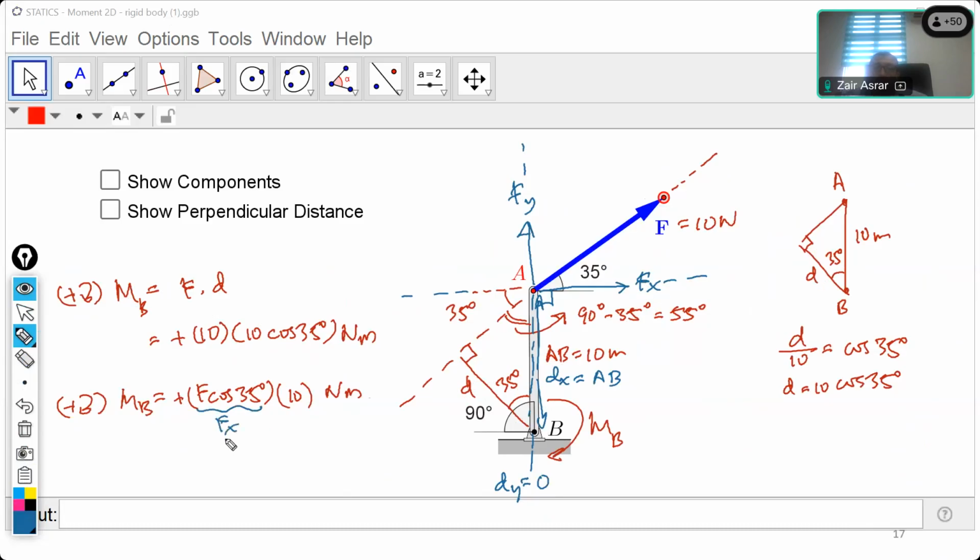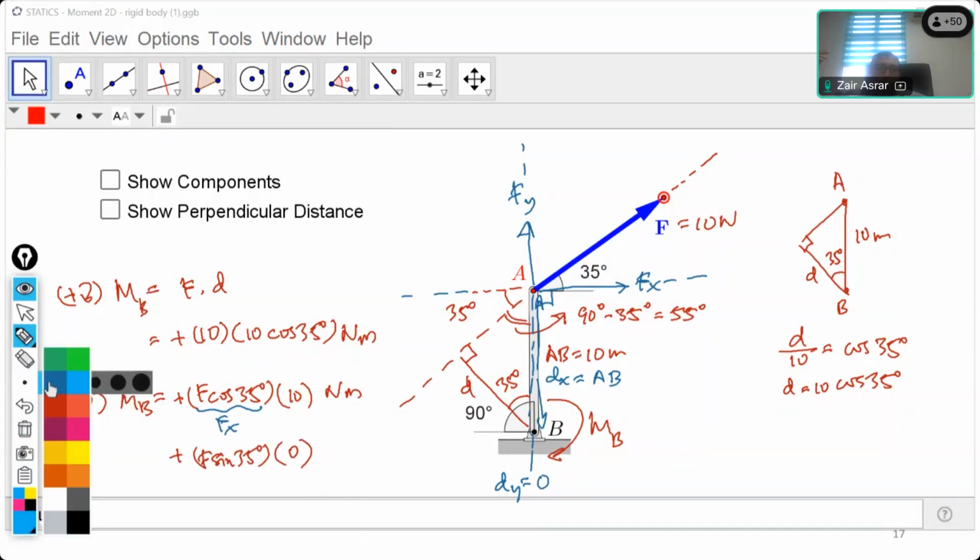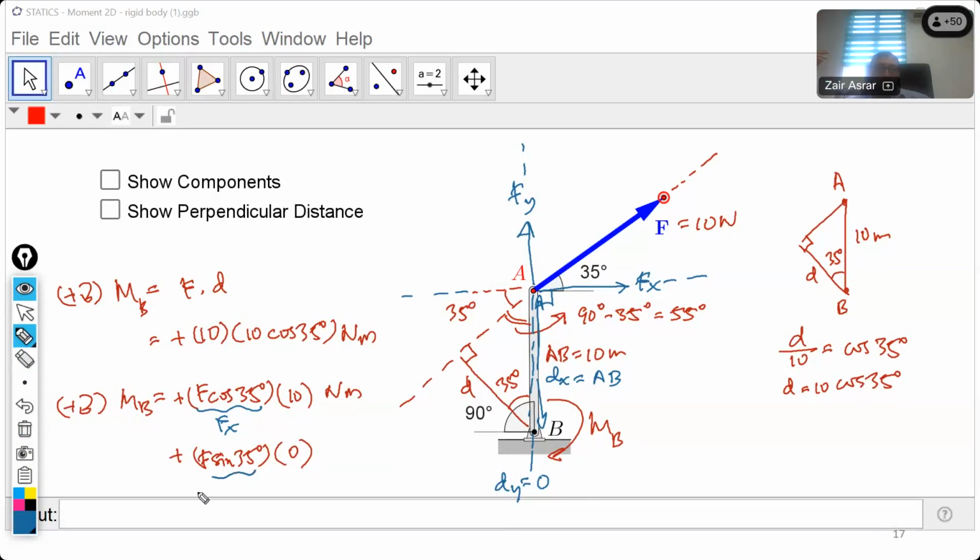There's no Fy. To be precise and exact, if we want to include Fy in this particular equation, we will have F sine 35 degrees, but this Fy is multiplied by 0, since dy is 0. So this is our Fy, this is our dy, and the whole lot goes to 0. Clear? Hopefully this is clear for everyone.